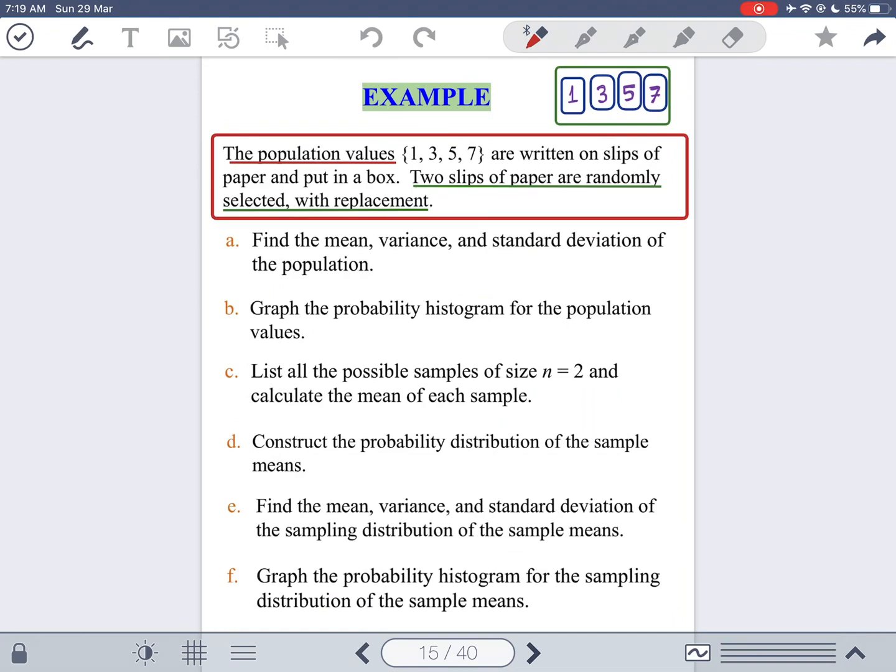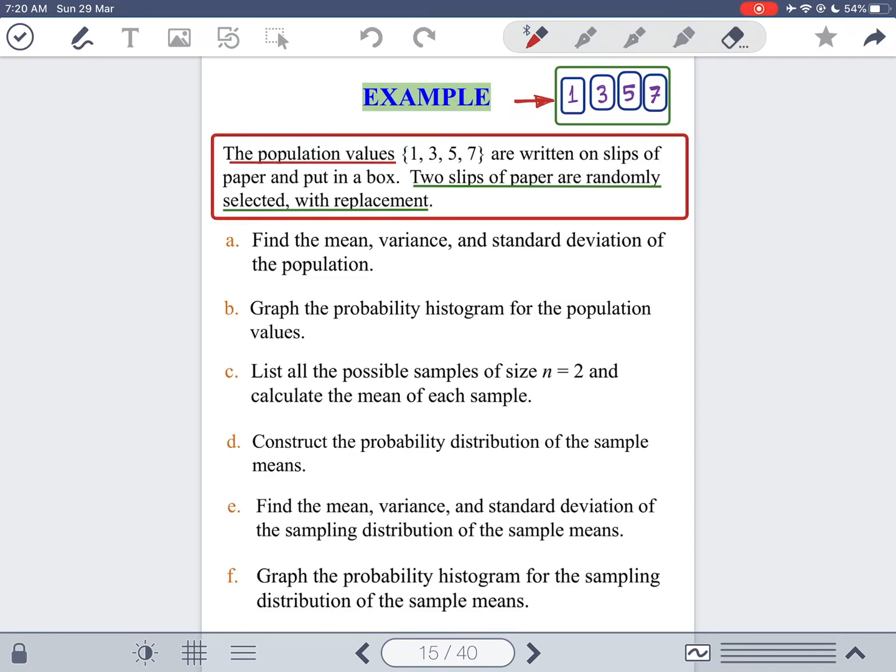In this example, I'm going to skip a lot of things because it asks you things that you already should know by now. It's from the early chapters in this course, from chapter 1 or 2. So the example goes like this. The population values 1, 3, 5, 7, so this is our population, all that we have, are written on slips of paper and put in a box. So I'm giving you a visual here. See a box, and it has 4 slips of paper, and each one has a number on it: 1, 3, 5, and 7.